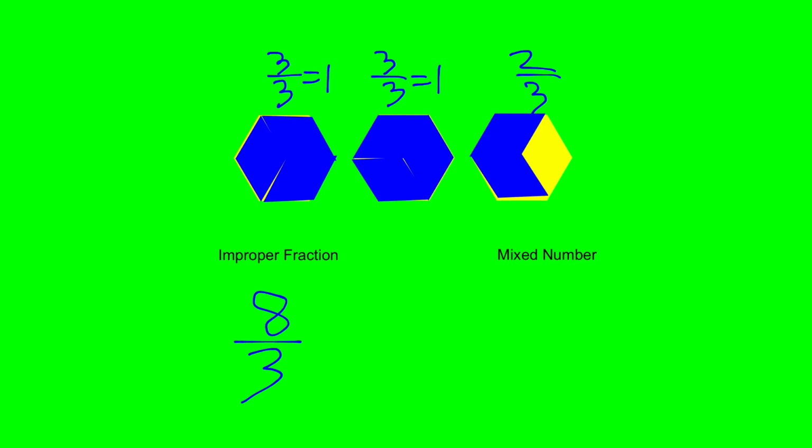You can also look at the numbers, right? 3 plus 3 plus 2 is 8. Now, how many wholes do we have? We have 1, 2, so 2 wholes, and then the 2/3 part. And there's our improper fraction and mixed number.